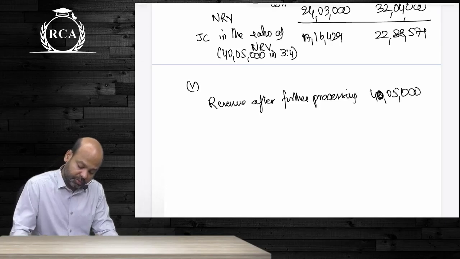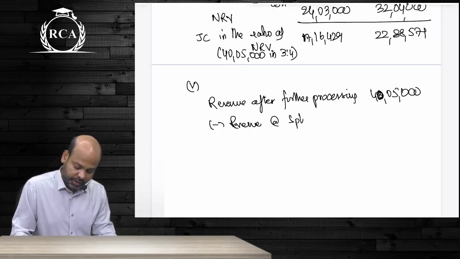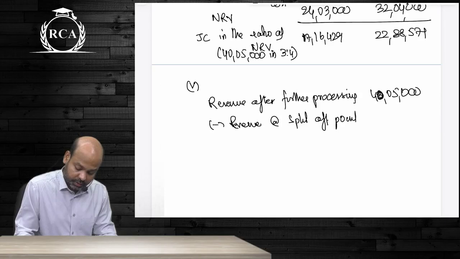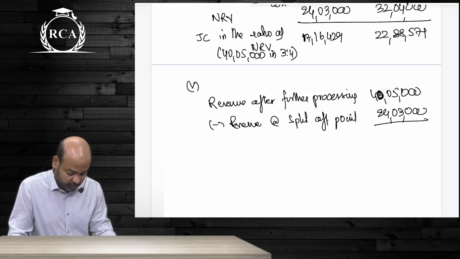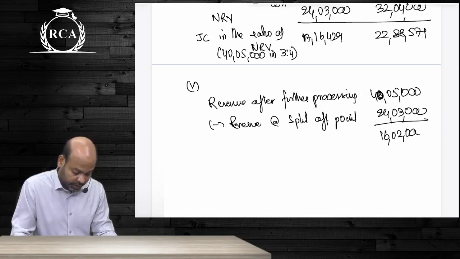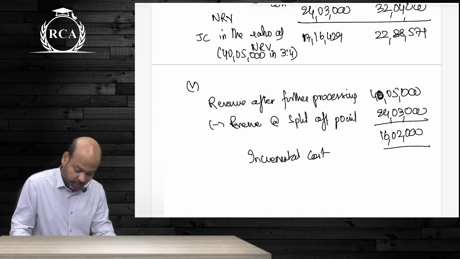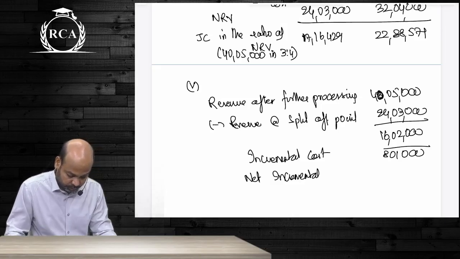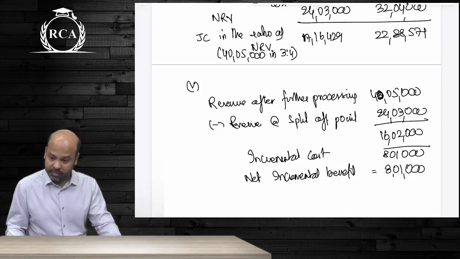What was the revenue at split off point? Revenue, guys, at split off point is 24 lakhs 3,000. Your incremental revenue, beta, was 16 lakhs 2,000. Out of the 16 lakhs 2,000, guys, what is your incremental cost? Incremental cost, beta, was 8 lakh 1,000. What will be your net incremental benefit, guys? Net incremental benefit, beta, will be 8 lakhs 1,000. That's the answer to the last bit.